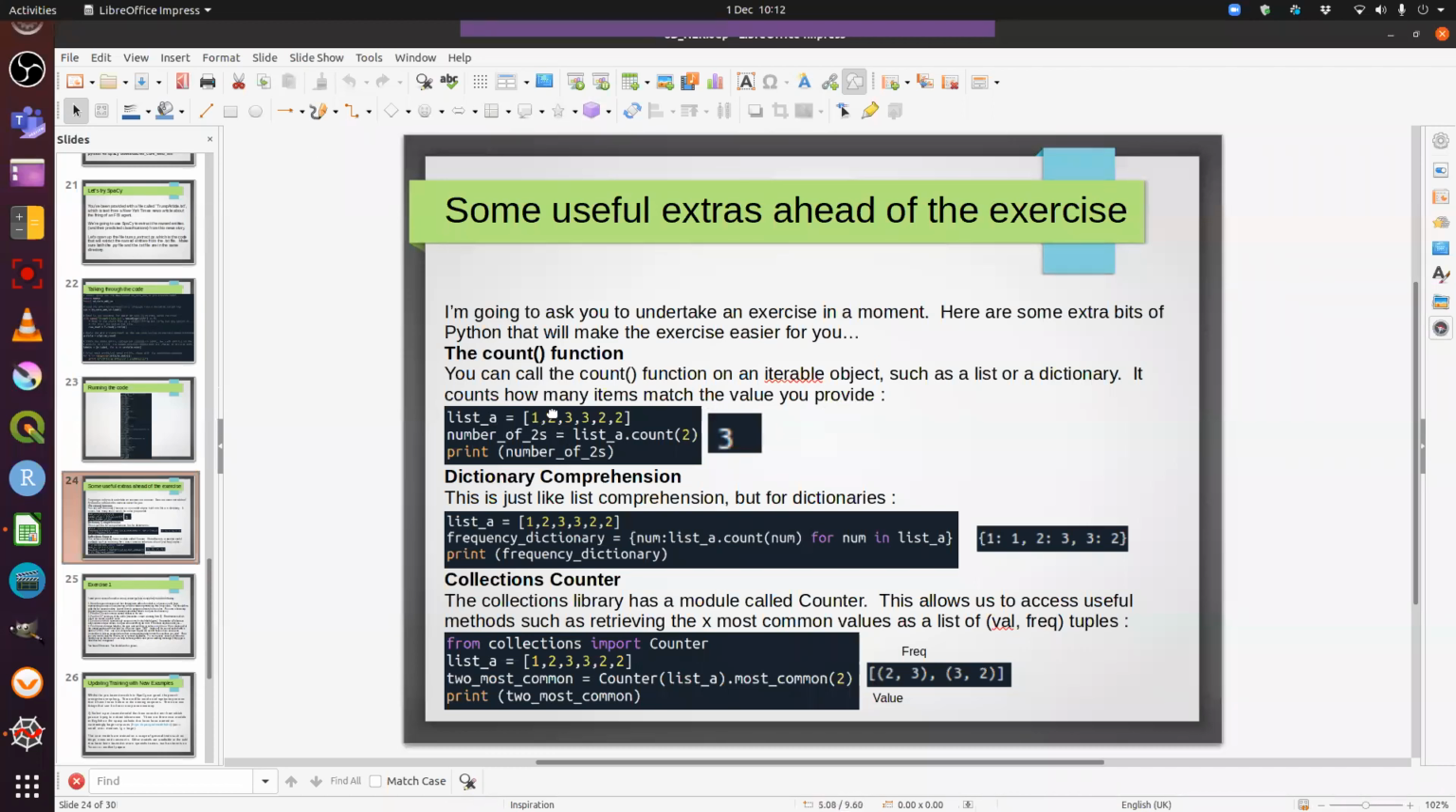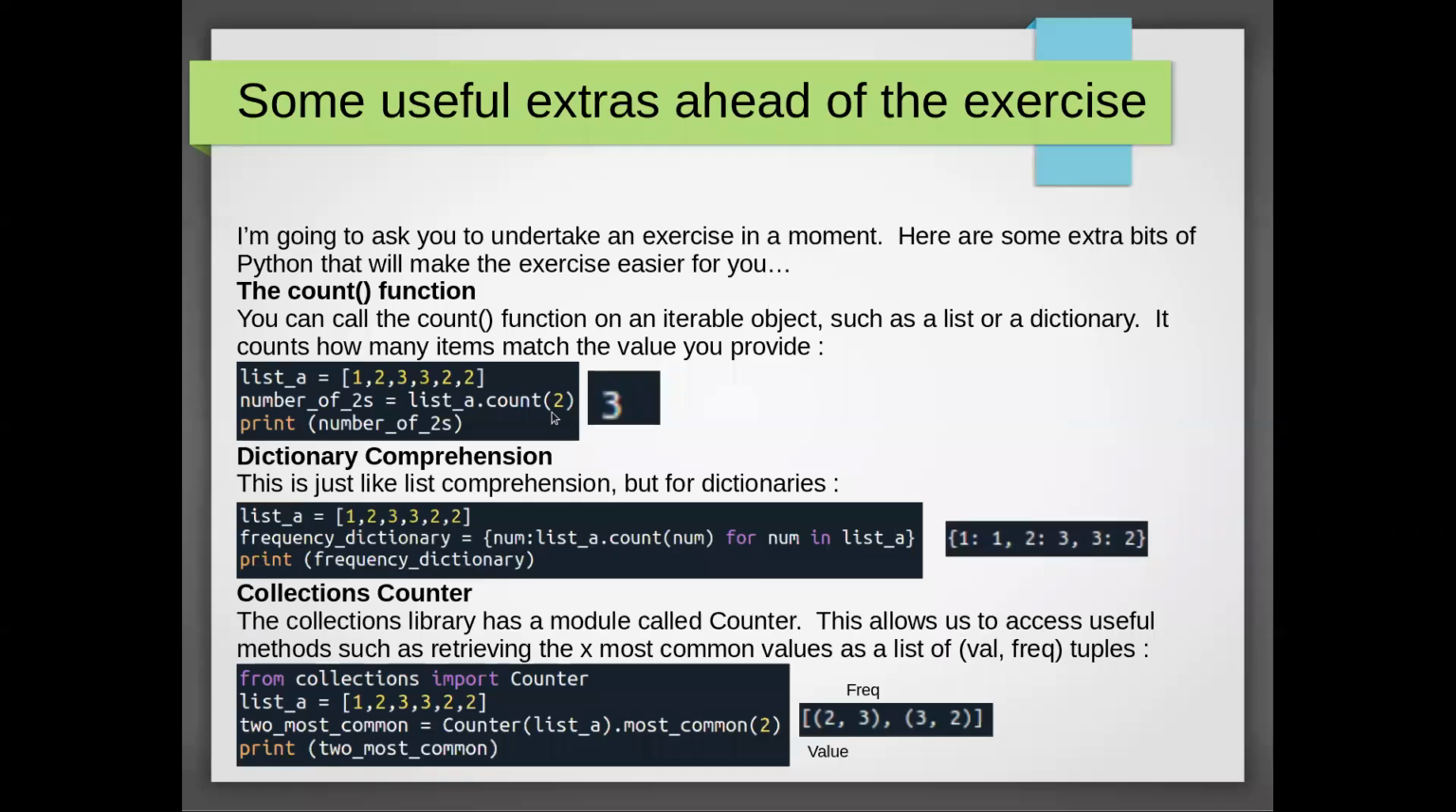So imagine we've got a list here. I've got list A. I've got the values 1, 2, 3, 3, 2, and 2. And I want to count how many 2s are in that list.